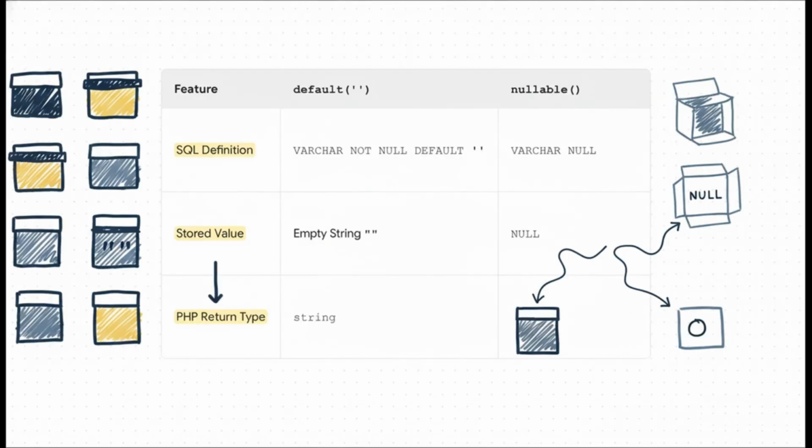And this is where it gets really interesting, right? Look at how this plays out. With default, the actual SQL column is defined as not null, and what gets stored is literally an empty string, double quotes. That means your PHP code will always get a string back. But with nullable, the column allows null, and it stores a special null marker, which is the database's way of saying no value. And that means your PHP code needs to be ready to handle either a string or null.